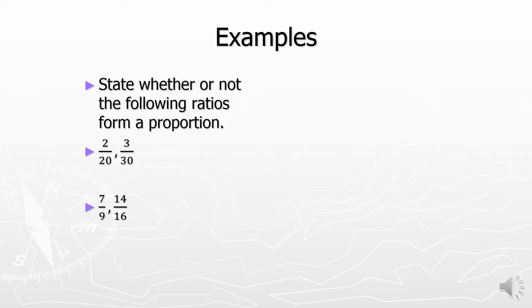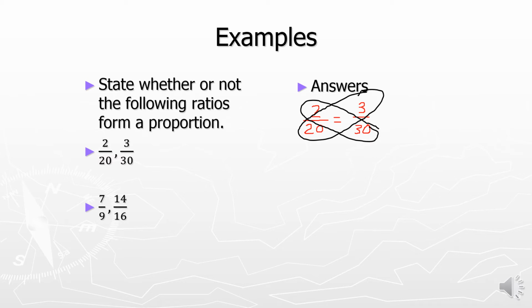Okay, so to start, with 2 over 20 and 3 over 30, to see if it's a proportion, we set them equal to each other. We then are going to cross multiply. Typically when I cross multiply, I try to circle the things that I need to multiply, like so in black. I then multiply 20 times 3 to get 60, and 2 times 30 to get 60. Since 60 is equal to 60, these two ratios form a proportion.